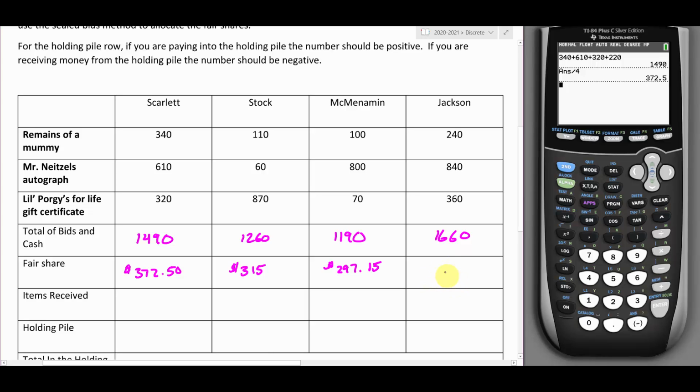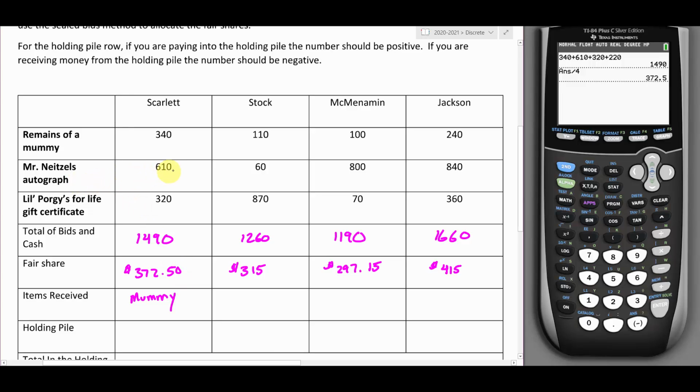And Jackson would only be happy if he received $415 worth of things in cash. All right, so now we got to go through and figure out who gets what items. Remember, if you bid the highest on a particular item, you are going to get that item. So we look at the mummy, and Scarlett had the highest bid on the mummy with $340, so he's going to get the mummy.